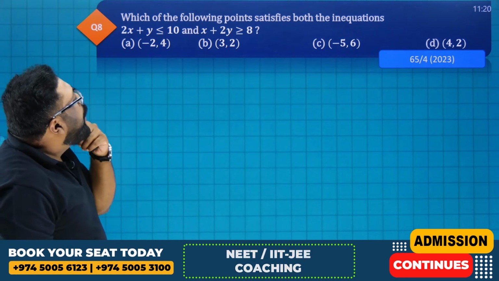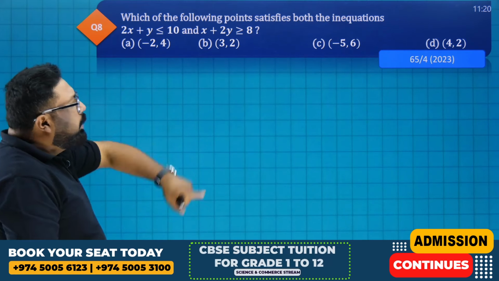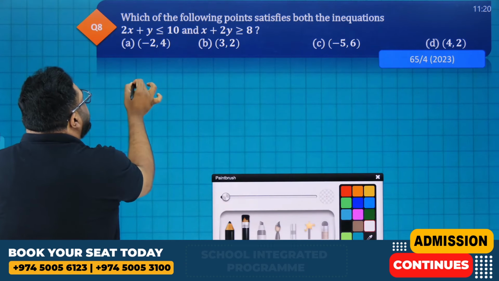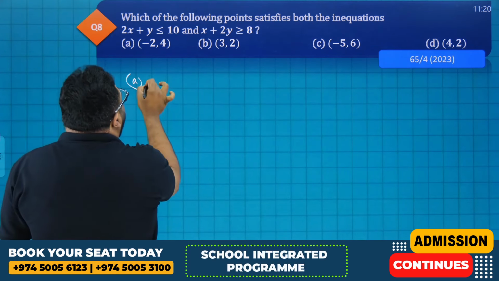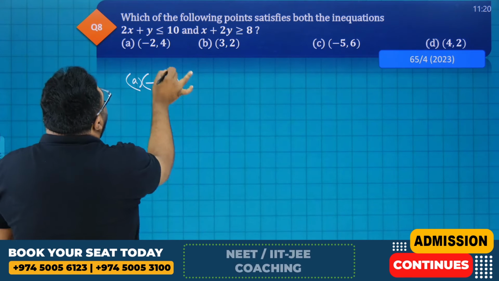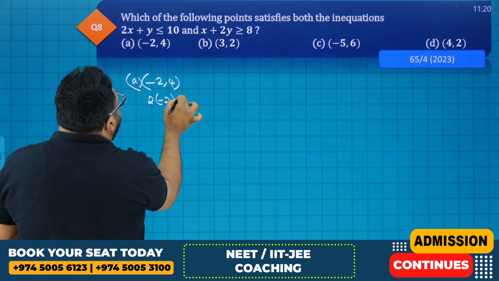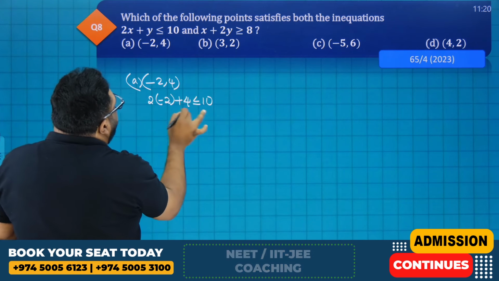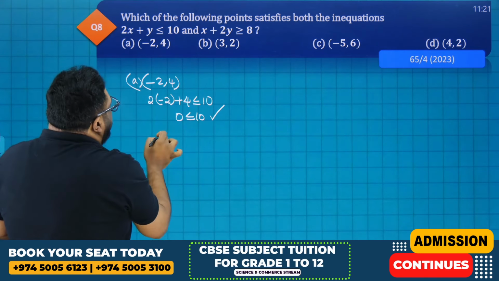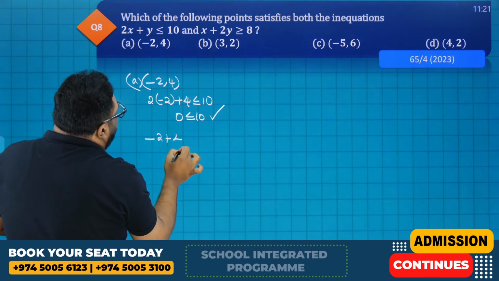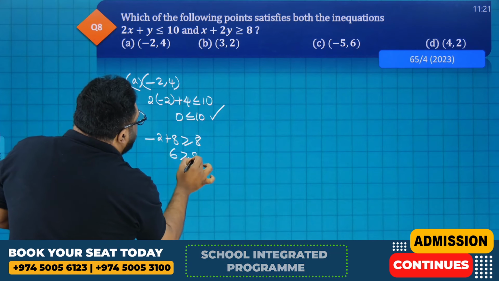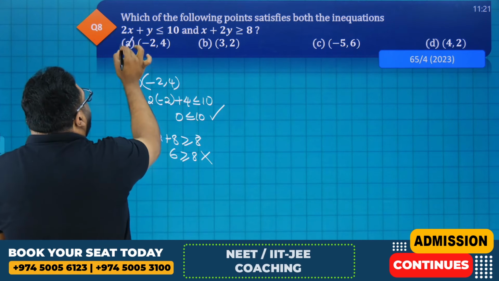Next question. Which of the following points satisfies both the equations? Just substitute and check, my dears. Don't waste your time too much. Option A, -2, 4. Let us put -2, 4 in the first equation: 2 into -2 plus 4 is 0, less than or equal to 10. It does include, correct. Next one, -2 plus 4 twos are 8, that is 6. It is false. So this is not the answer.